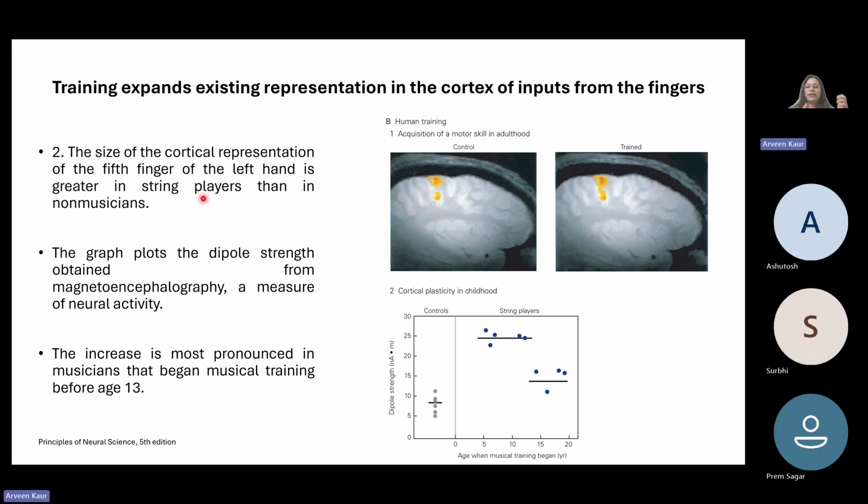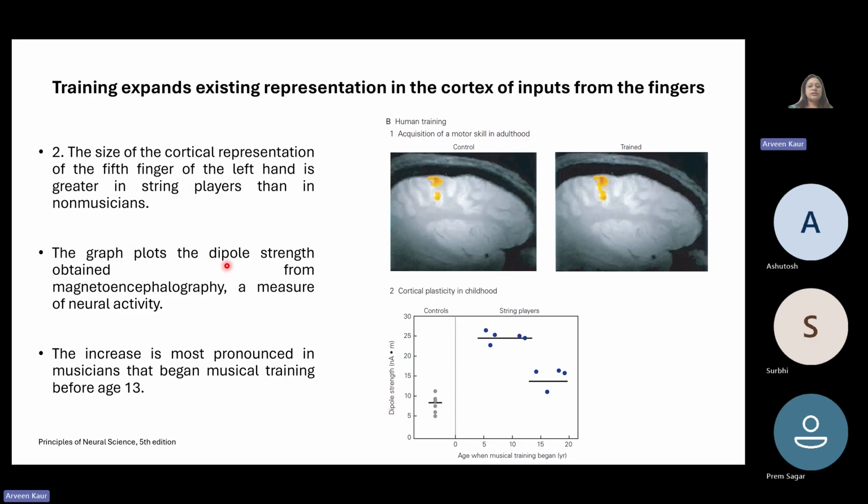So if you are playing a string-based instrument, you have a lot of movement of the fingers. So that is why it is used more. So there will be probably more area allocated to it. And this area allocation is not done at the time of birth or something, right? Eventually, how we train ourselves is how different kinds of allocations are done in the brain, right?